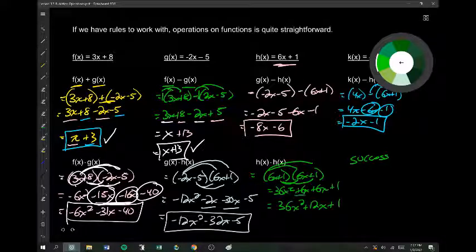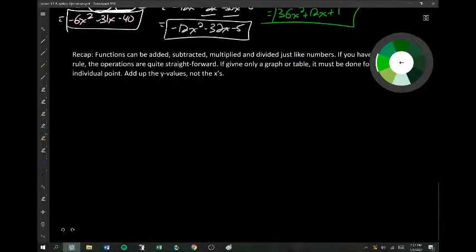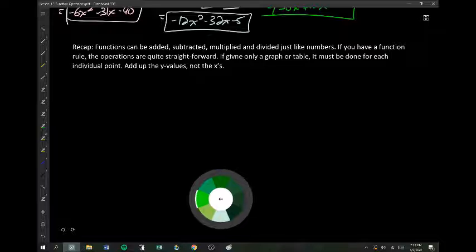Boom. Middle terms combine. There is h of x times itself. We could take h of x times h of x and actually write it as h of x squared. Something times itself is something squared. Success. Okay, to recap, functions can be added, subtracted, multiplied, and divided just like numbers.